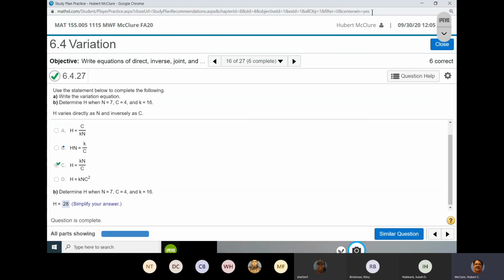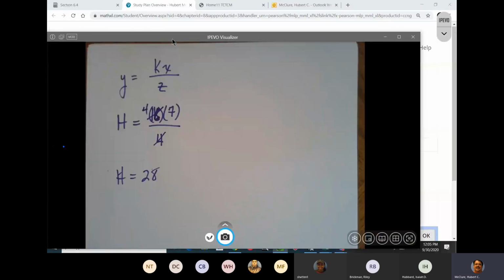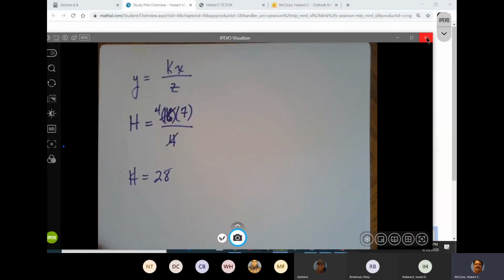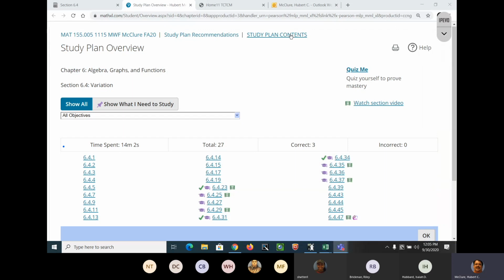Okay, that's a good stopping point. That'll give you a little bit to go on with your variation. Okay, we'll get to more difficult problems Friday.